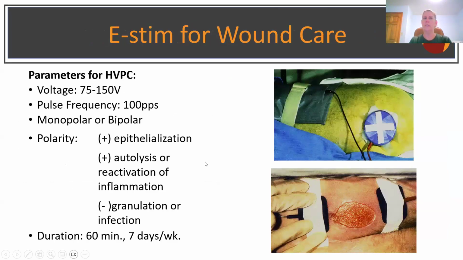E-stim, we can use E-stim for wound care. So again, there could be questions about that. Primarily, we use high volt. Things to know is we want a positive charge for epithelialization, or if we're just trying to get the wound to go through the inflammatory phase. We want a negative electrode if we're trying to stimulate granulation or infection. Those are probably the big things to know.